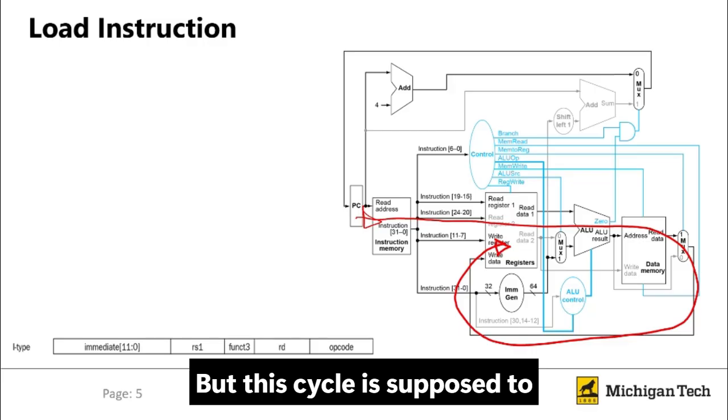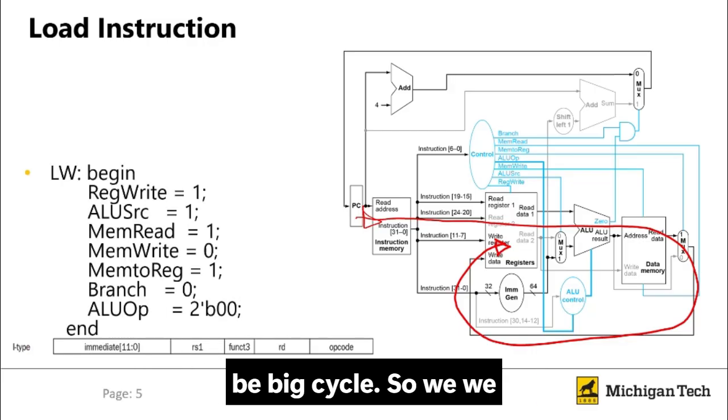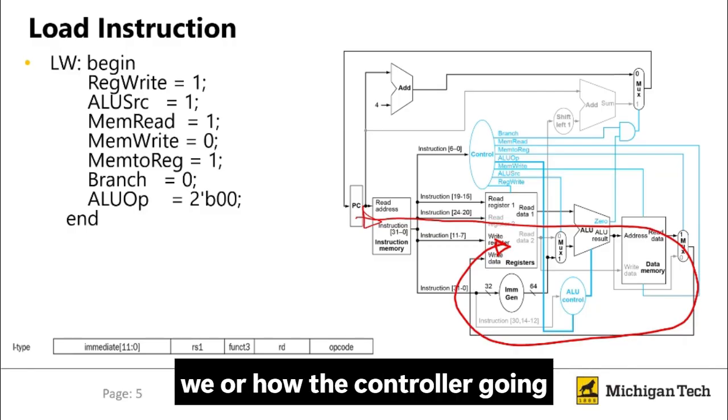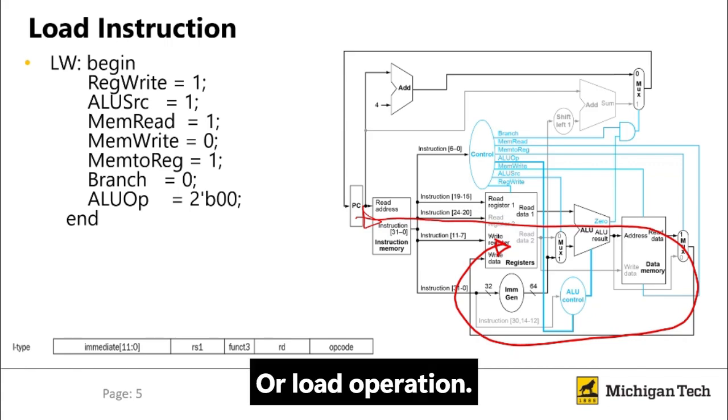But this cycle is supposed to be a big cycle. Last class we already explained how the controller creates these control signals for the load operation.